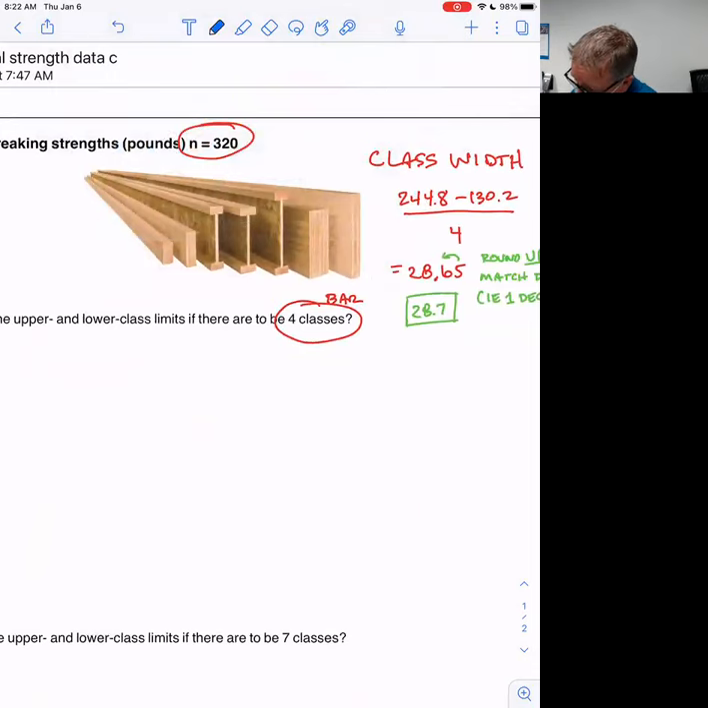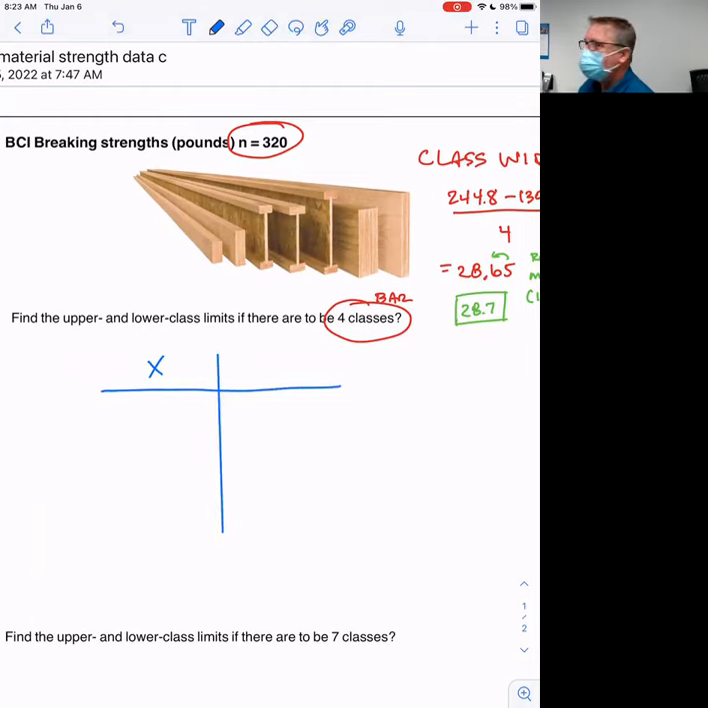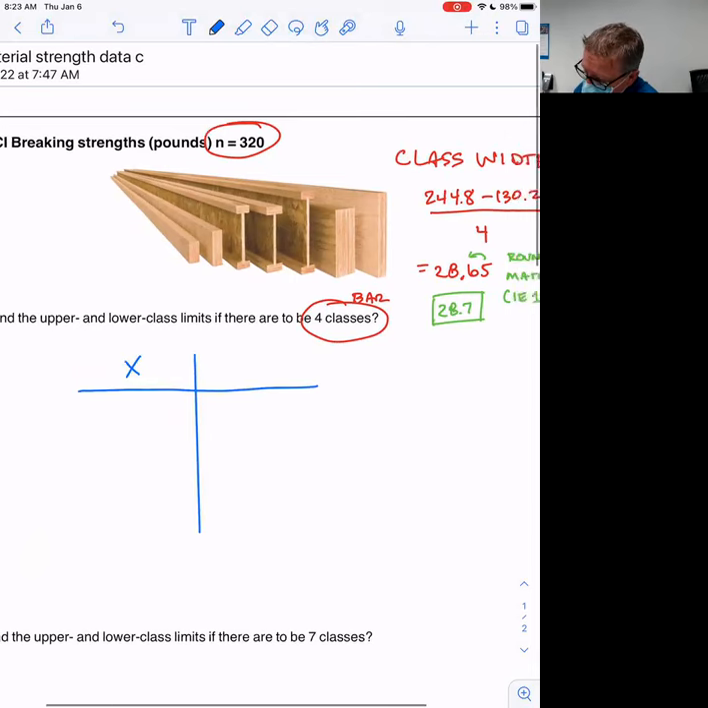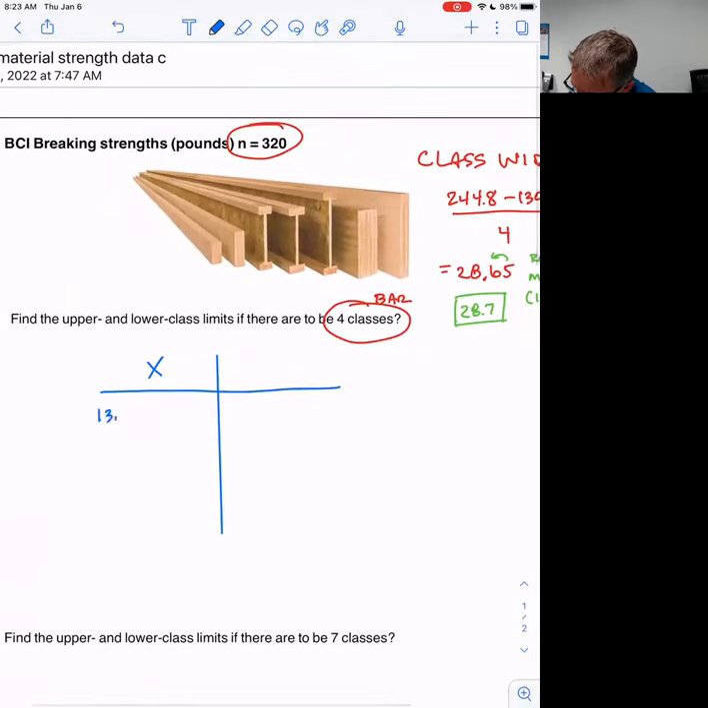So my classes. If I was making our count, just like we did a second ago, we're going to make our count here. X is the weight in pounds that each one of these things broke at. And so my first class starts at 130.2. And it goes, well, I don't know how far yet. But the key is, what do you do with the class width? This is what we did yesterday. That's where I take the 28.7.